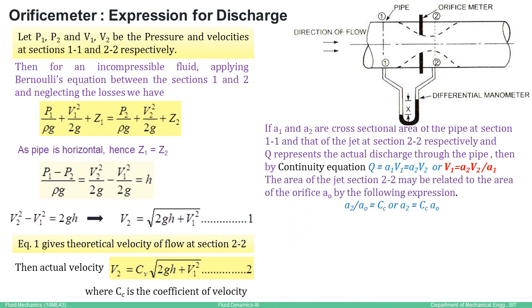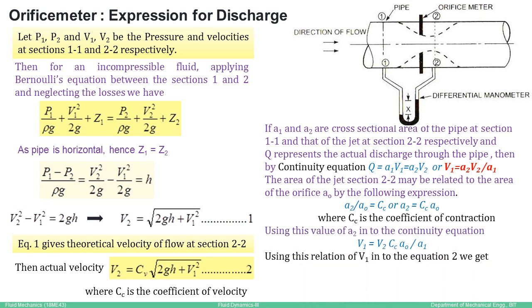And we have this expression from the definition of contraction coefficient. Cc is the contraction coefficient, which is the ratio of A2 to A0. Remember, A2 will always be smaller than A0. A0 is the area at the orifice, A2 is the area at the vena contracta, which is the minimum cross sectional area of the jet. So we have Cc equal to A2 by A0. Because of that, you can write A2 equal to Cc into A0. So the coefficient of contraction Cc is expressed that way.